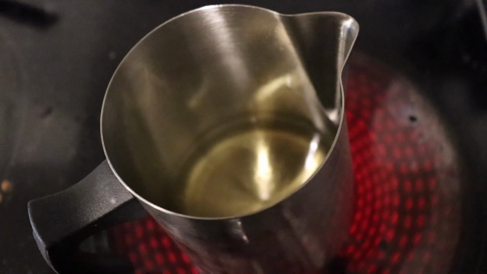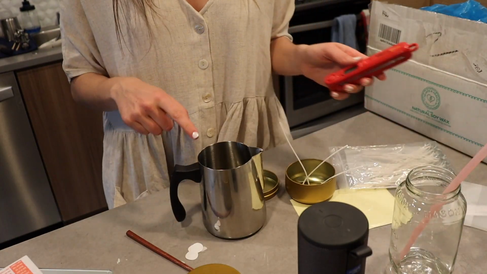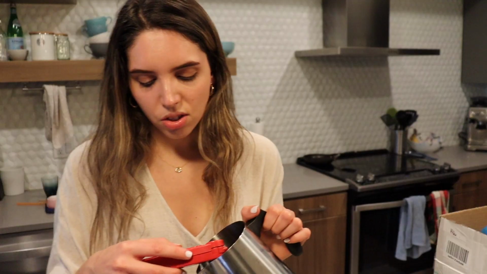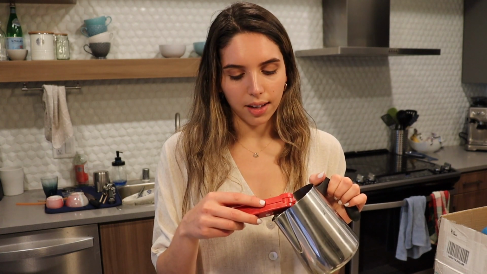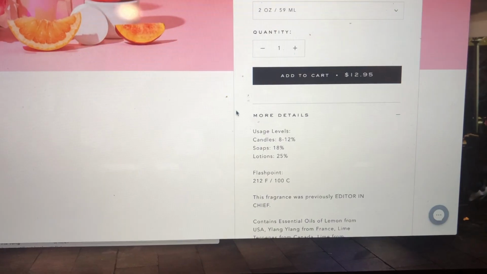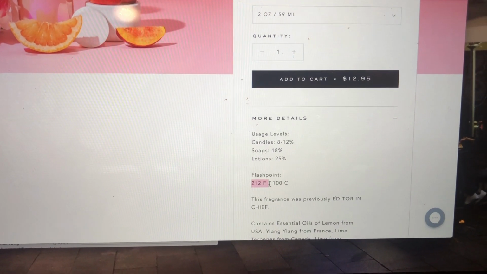Oh, it's fully melted now. So we've got our wax here, it's all melted. I just need to wait till this gets to right below the flash point of this candle, because if you add it in before that, the scent will burn off in the candle. It can't handle that high of a heat. Flash point for this specific candle is 212 degrees Fahrenheit.